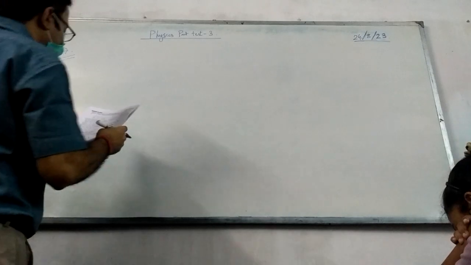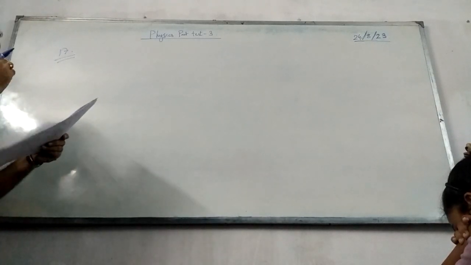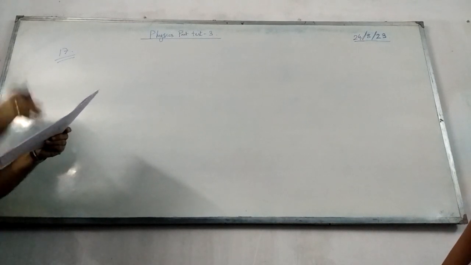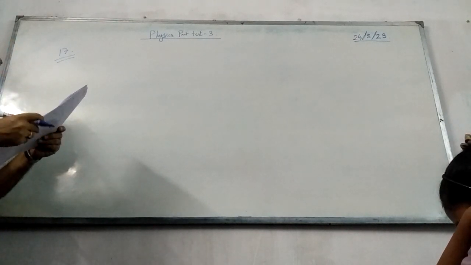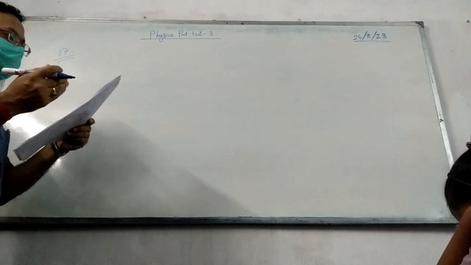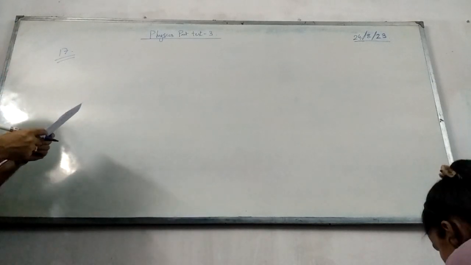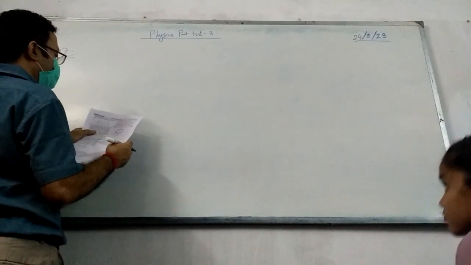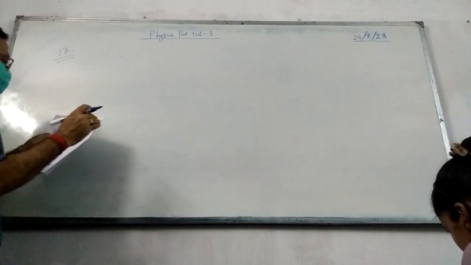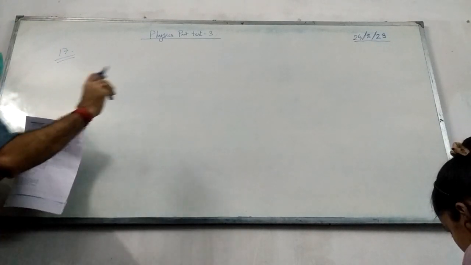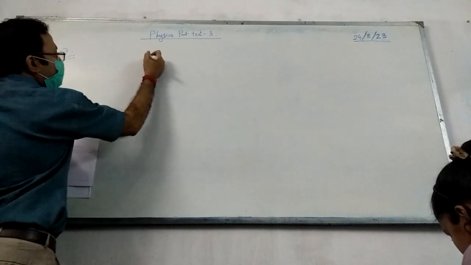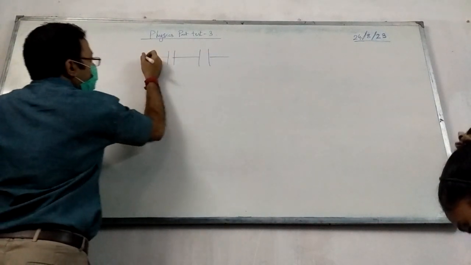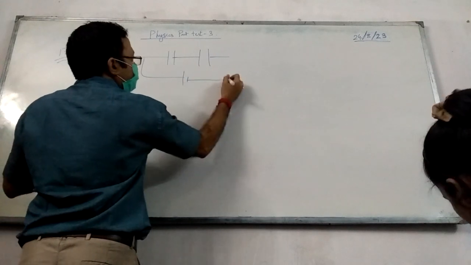Question number 17. It says two parallel plate capacitors X and Y have the same area of plates and the same separation between them. That means identical capacitors. X has air between the plates while Y has a dielectric constant of 4. They are connected in series to a cell of EMF 15 volt. Calculate the capacitance of each capacitor if the equivalent capacitance of the combination is 4 microfarad. Now they are saying there are two capacitors connected in series to a cell.